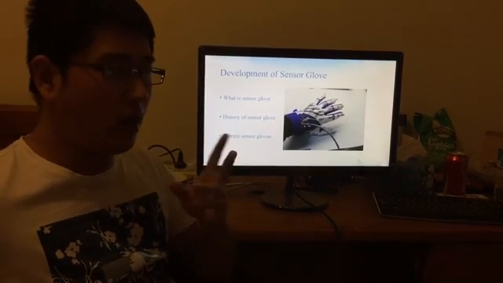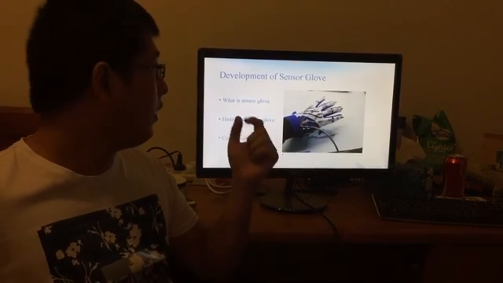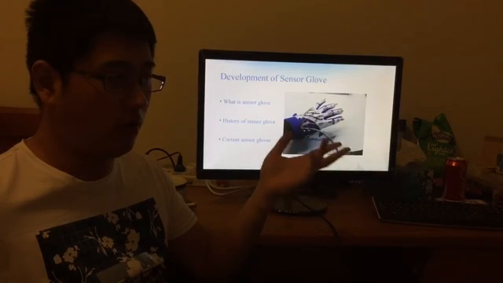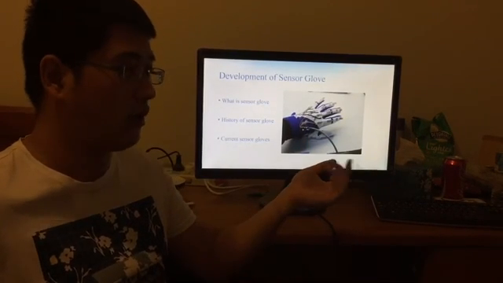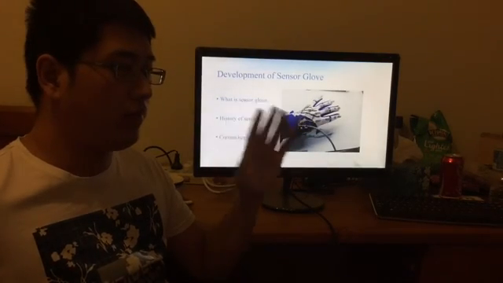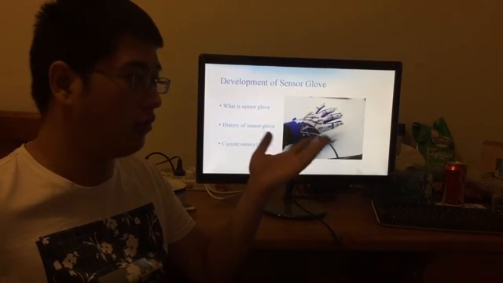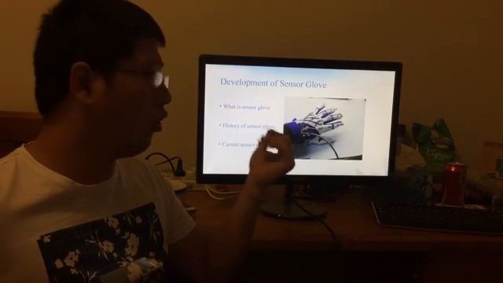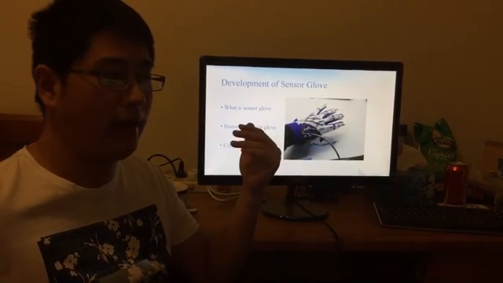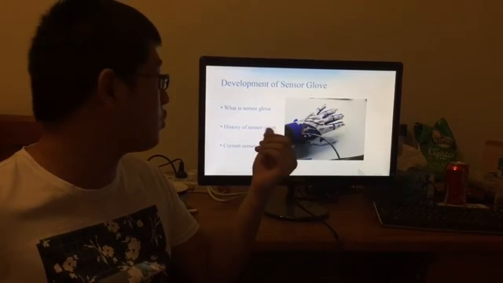So now let's talk about sensor gloves. A sensor glove is a kind of instrument, in the same way that a piano is also a kind of instrument. Inside the gloves, there are sensors that may detect the performance of a sound or a character model, and in real time they may recognize the movement.